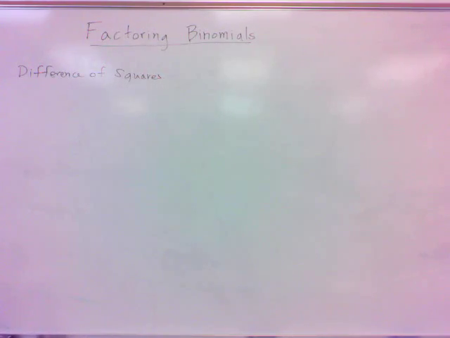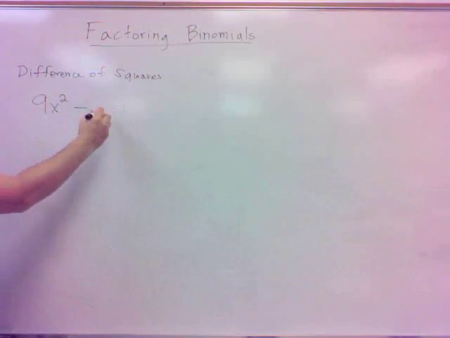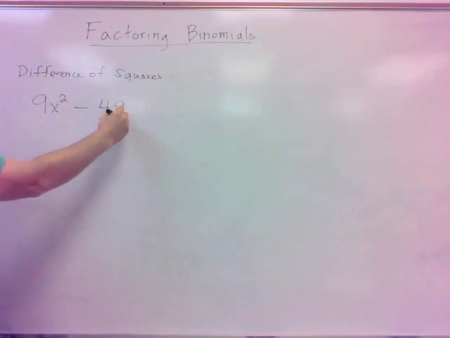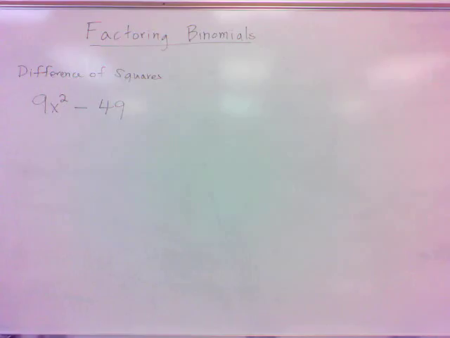If we have, say, 9x squared minus 49, and I want to factor it. Well, a note there, I've got a square. 9's a square, 49's a square. Here's two squares, and the sign is subtraction between them. Yeah, that factors nicely. How does that factor, the difference of squares?